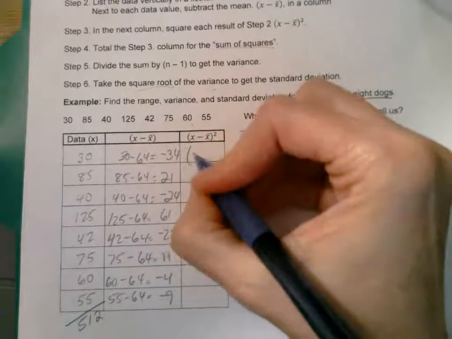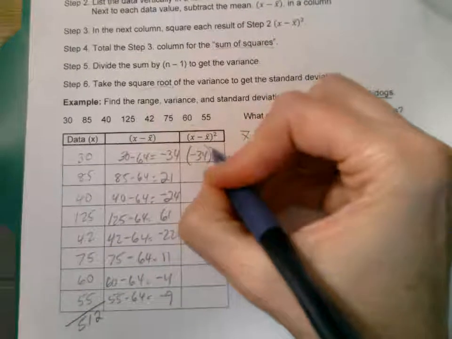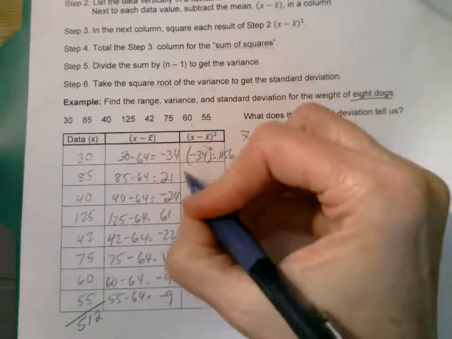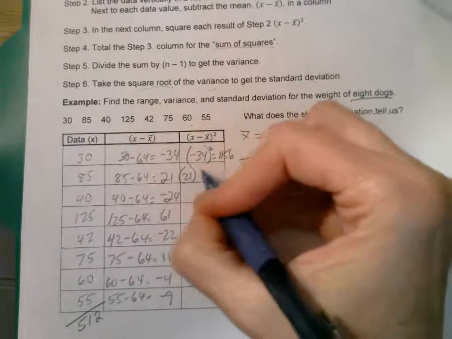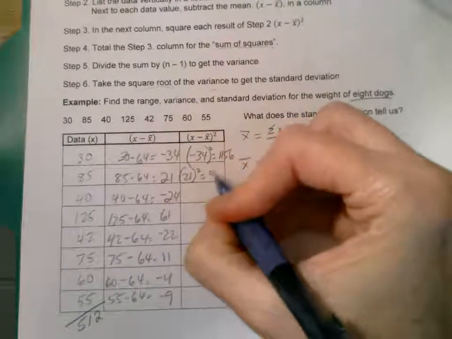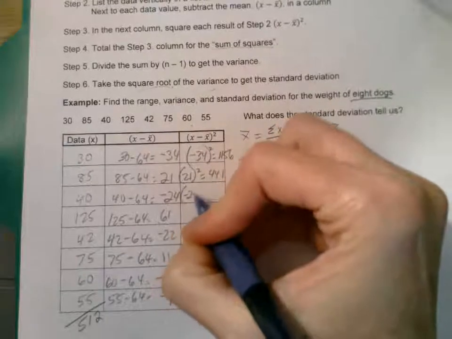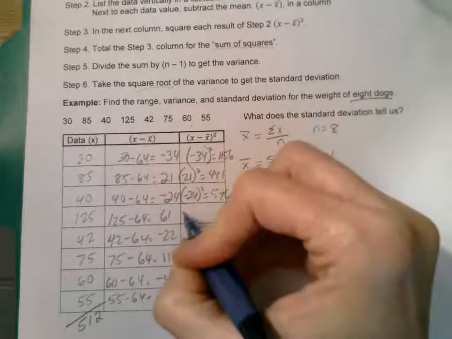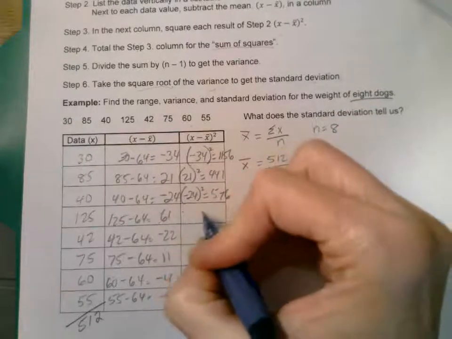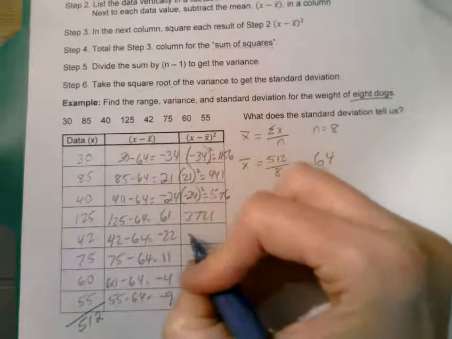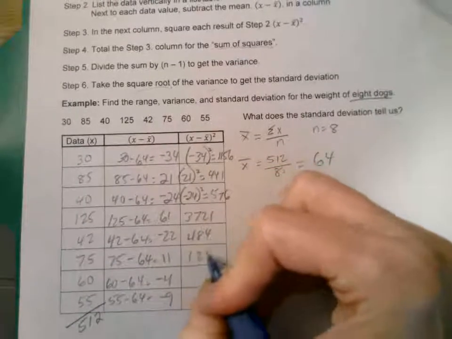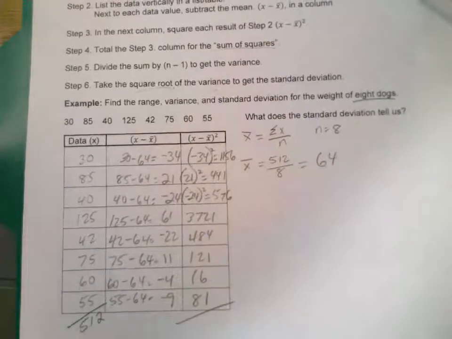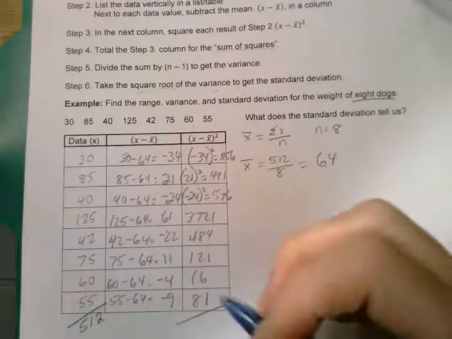All right, so then I need to square whatever that number is. So notice that the negatives get taken care of when you square it. This comes out to 3721, 484, 121, 16. And there's no way to know if these aren't correct unless you just keep double checking yourself.